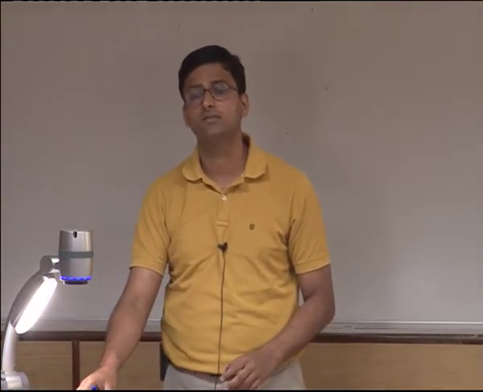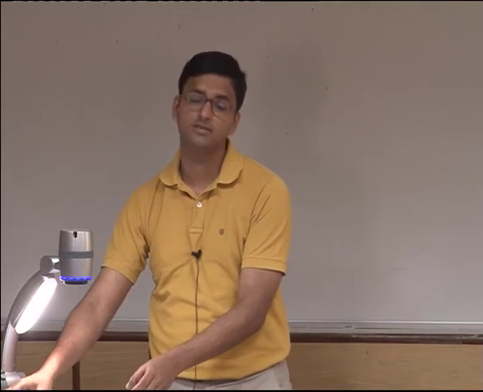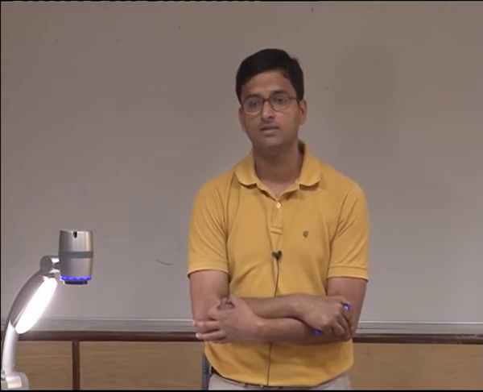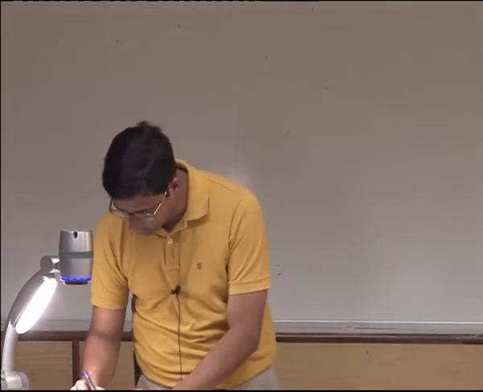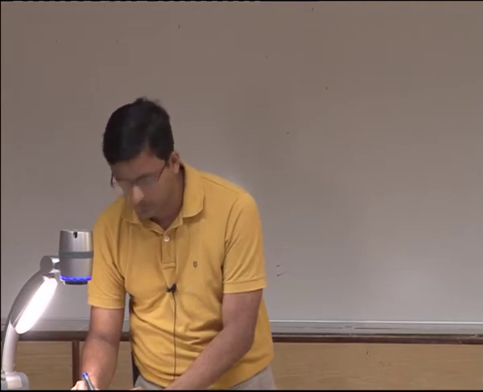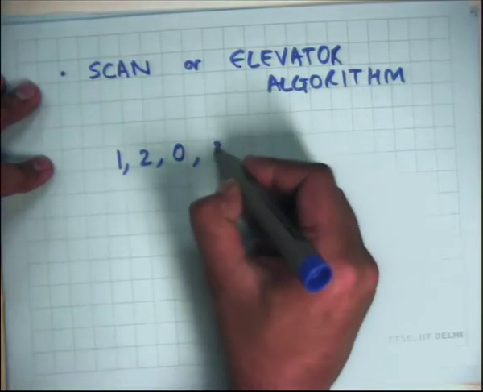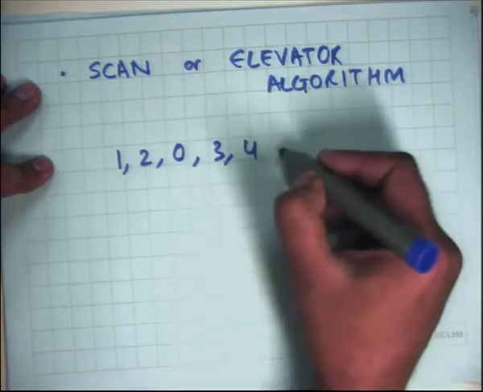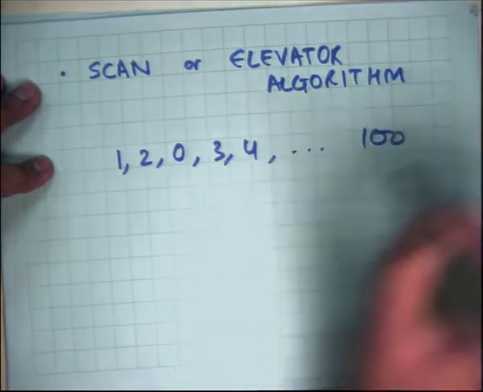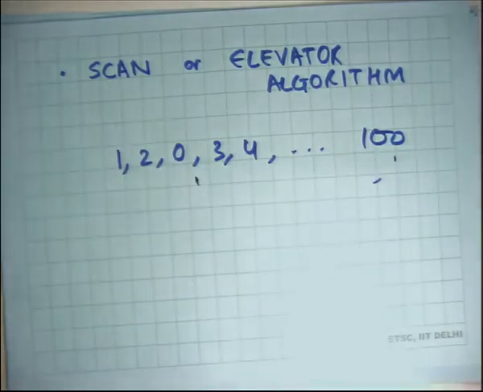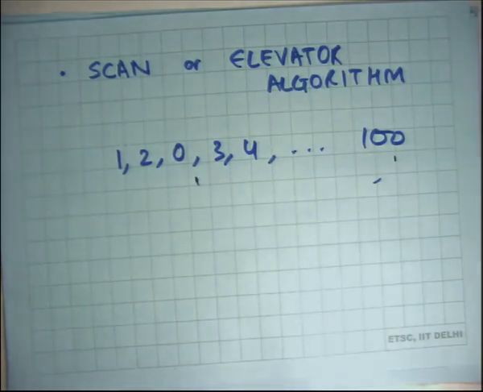Even in this case, starvation can happen. Suppose a request comes for 1, then a request comes for 2, then a request comes for 0, and then 3, 4, 5, 6, 7. Okay, let me write it. So 1, 2, 1, 2, then 0, 1, 2, 0, then 3, 4, 3, 4, and so on, up to 100 maybe. After 100, it's going to come back to 0, right? It cannot go on forever, basically.